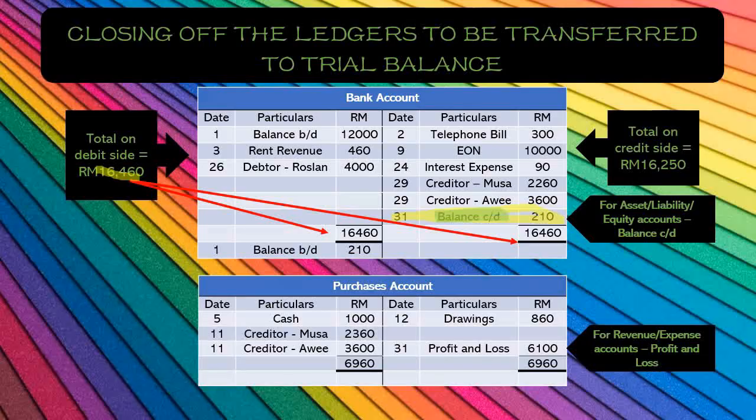Tapi kalau dia adalah ledger untuk revenue ataupun expenses, contoh macam purchases account ni kan. So, awak kira macam biasalah. Sebelah debit 6,960, sebelah kredit 860. Jadi saya kena transfer 6,100. So tapi tak boleh tulis balance carried down ya. Awak kena tulis tu transfer to profit and loss. Okay. Alright. Title-nya berbeza, kena hati-hati.